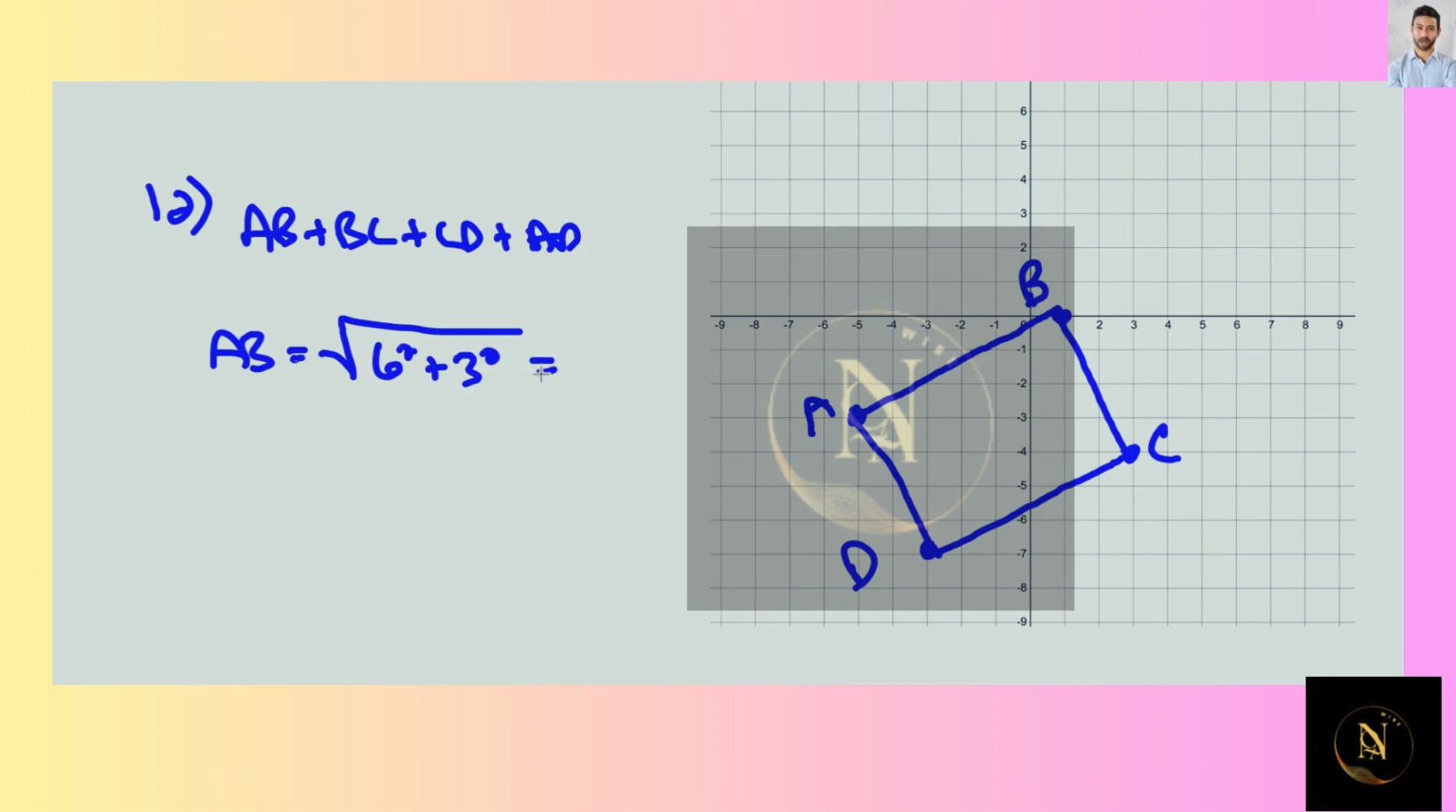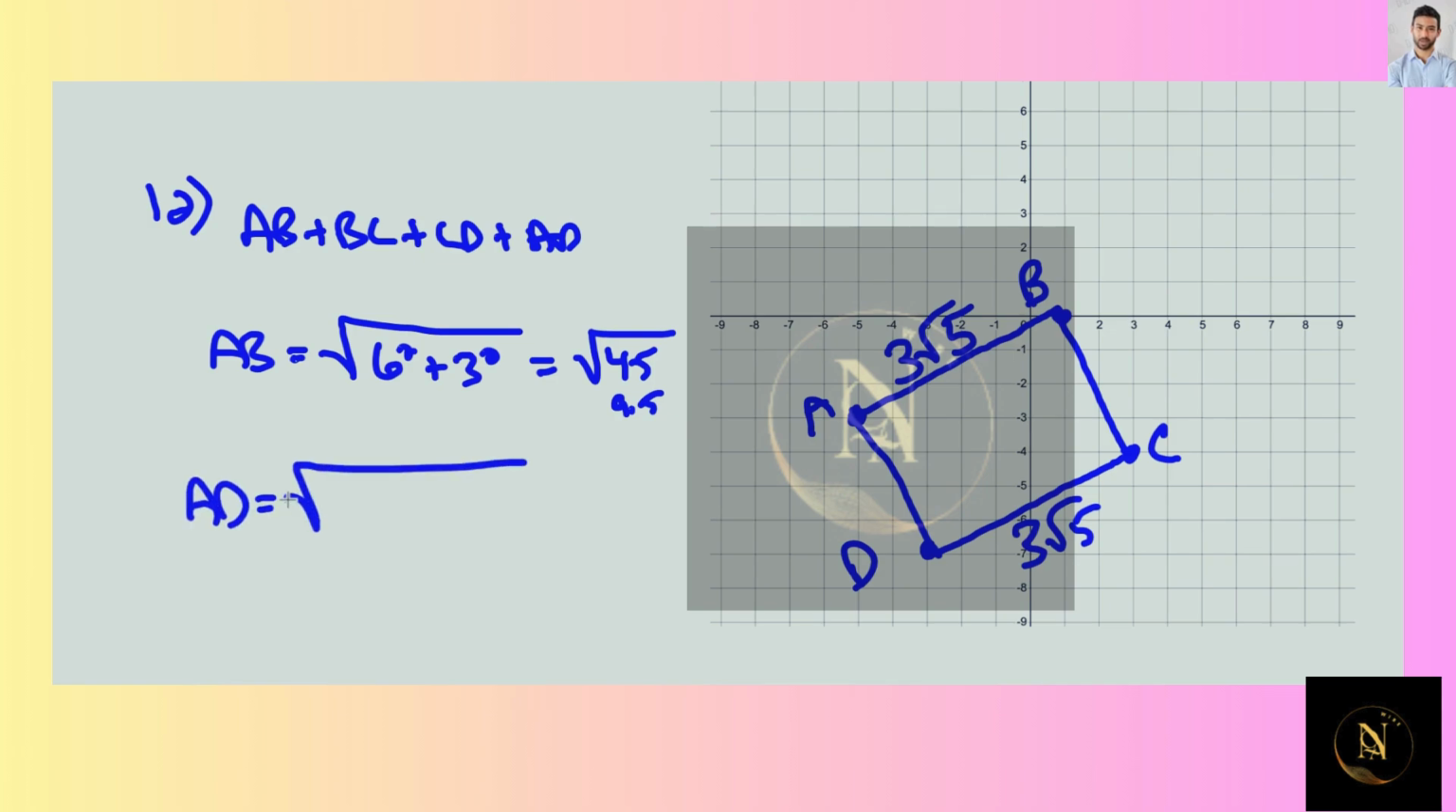And that's the square root of 6 squared, which is 36, plus 3 squared, which is 9, so it's the square root of 45. You need to be in simplest radical form. 45 is 9 times 5, and the square root of 9 is 3, so this is 3 square root 5. Check out from D to C. It's also 6 and 3 units apart, so this is 3 square root 5 as well.